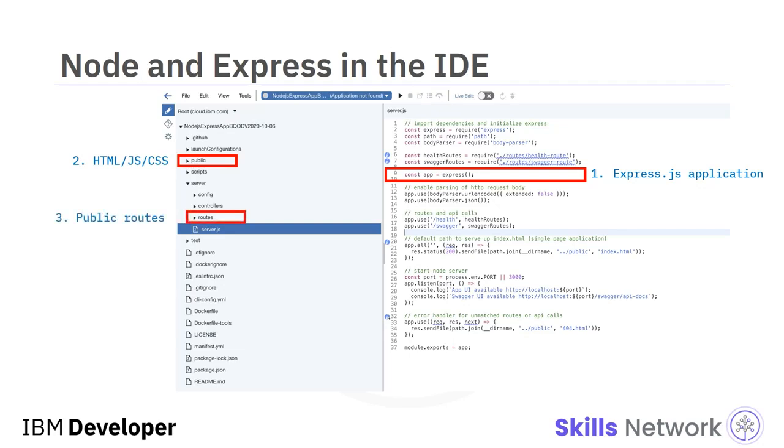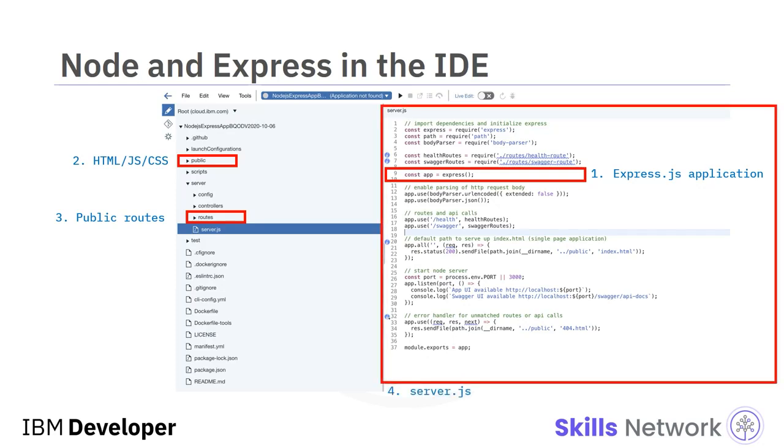Routes define endpoints that accept and process client requests. Server.js, a file which contains the main application code. Package.json contains metadata information about the project, including dependencies, scripts, and so on.